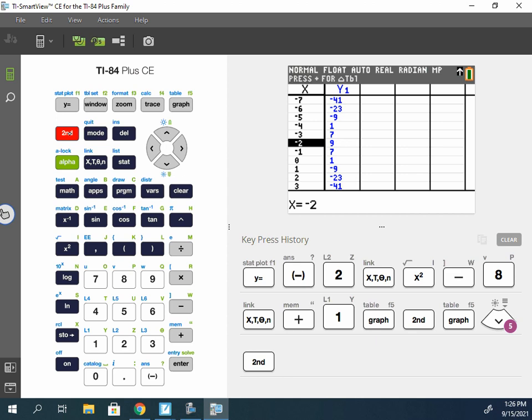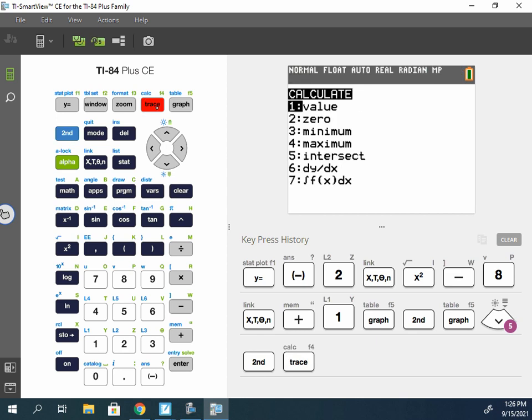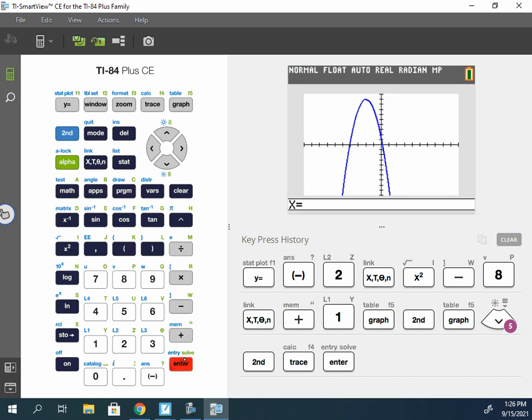Go second trace. So go on and click second trace. So you get a list like this here that says calculate value. So go on and just hit enter. And you should get this here. It gives you the graph back, and it has x equals and has a little block flashing.